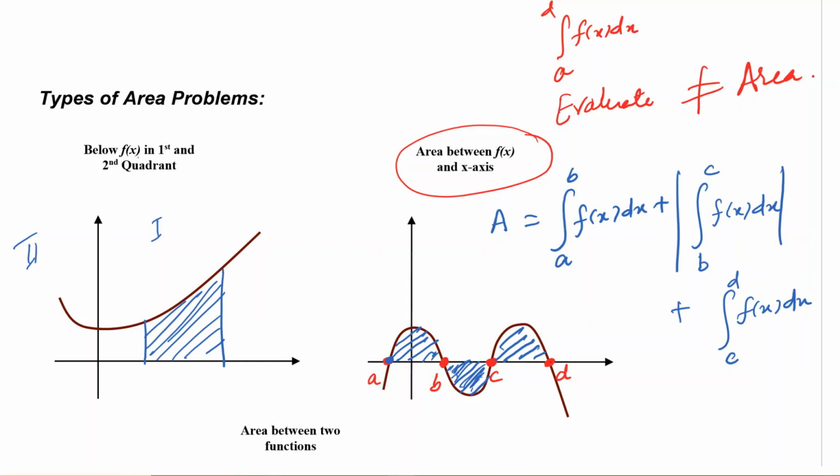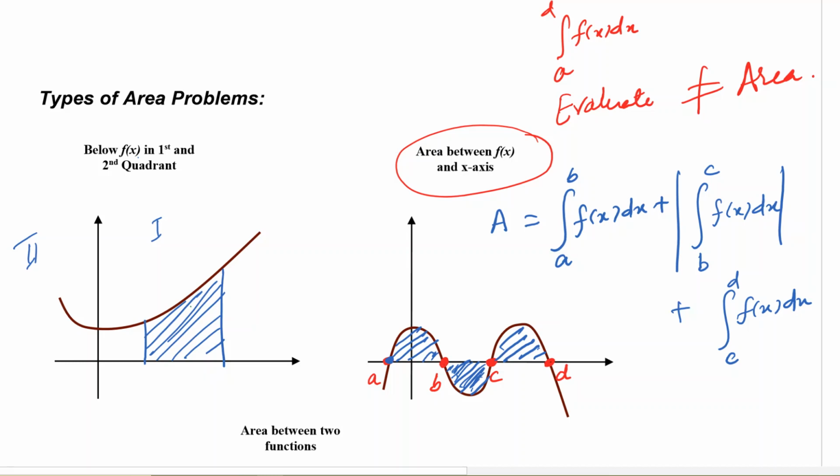Hello everyone. In this video, I'm going to discuss different types of area problems. So we will do a lot of examples. At the end of the previous video, I discussed that there are three types of area problems. The first type is the simple ones where we figure out area below a function and above the x-axis, so in the first or second quadrant, and those are simple problems.